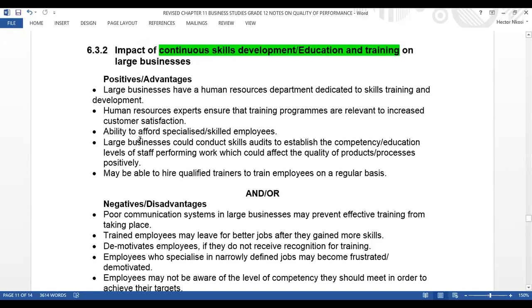So businesses could conduct audits to establish competency, right? Education levels of a staff performing work, which could affect the quality of products. Now, let's make a practical example when it comes to this bullet point. Let's say now I'm a teacher, I work for STEAM Digital School, and how are they going to make sure that I keep myself updated with what is happening currently in the world? Do I attend trainings? What levels of education do I have?